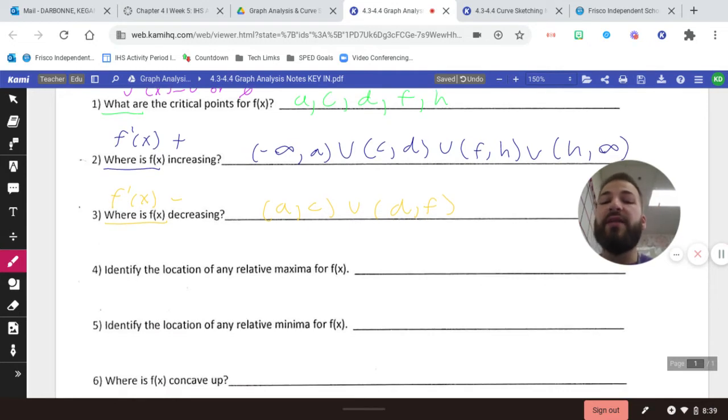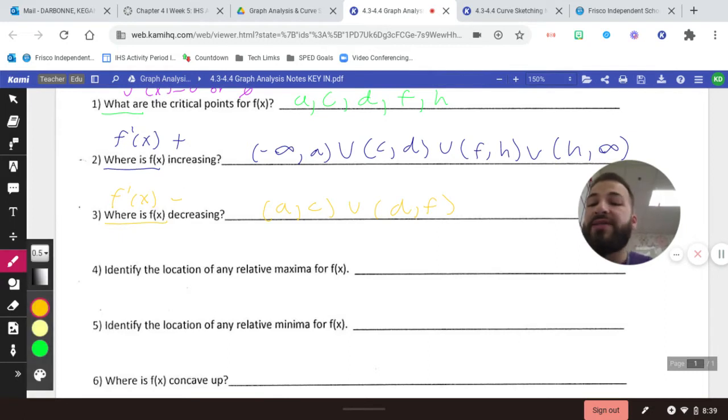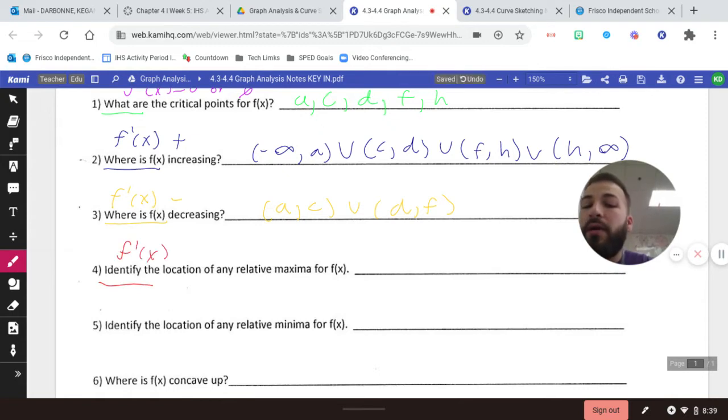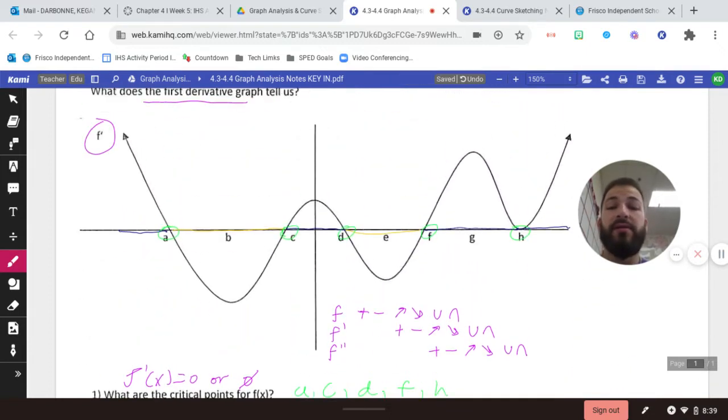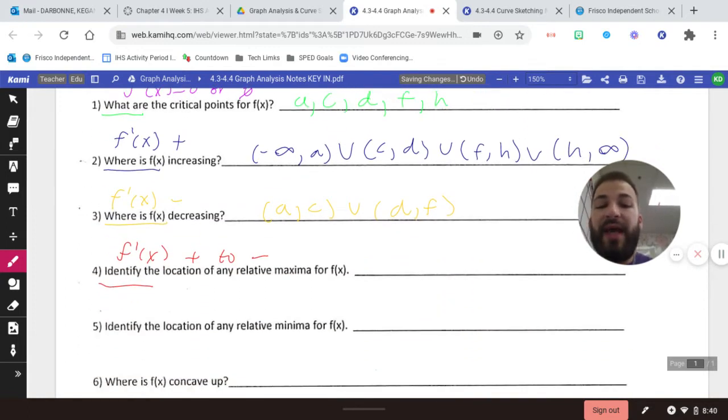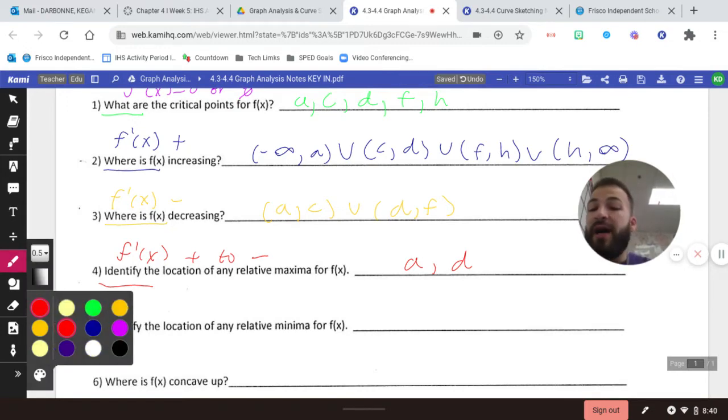All right, number 4, identify the location of any relative maxima for f of x. Remember, relative maxima occur at critical points, and they specifically occur at critical points where f prime of x goes from positive to negative. So looking at our critical points, we have A, C, D, F, and H as candidates. At A, we go from positive to negative, and at D, we go from positive to negative. So what are our relative maxima? A and D. Relative minima, same thing, but just opposite direction.